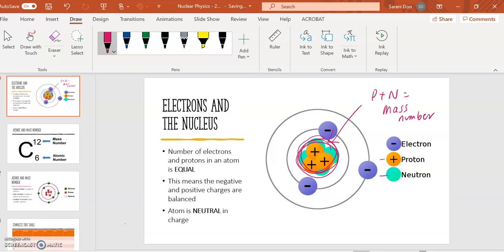The electrons are so tiny that they don't actually impact the mass number significantly. So those are the main things you need to know, which is given in a couple of slides coming up.